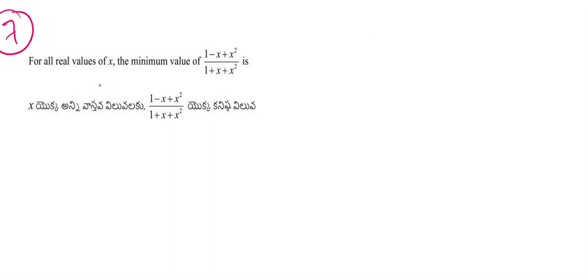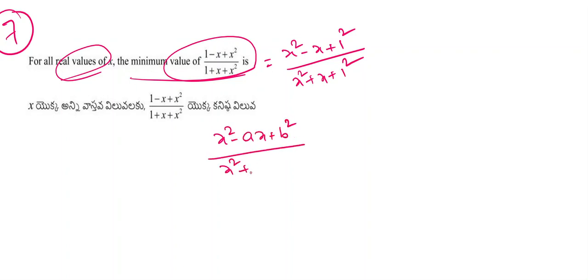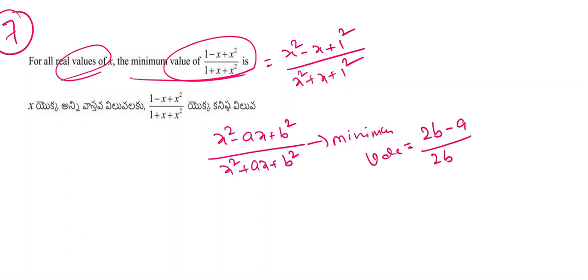This is the seventh question. For all real values of x, find the minimum value of (1 minus x plus x square) by (1 plus x square). This is written as x square minus x plus 1, where 1 is written as 1 square, by x square plus x plus 1 square. So find the minimum value for this. This is in the form of (x square minus ax plus b square) by (x square plus ax plus b square). So the minimum value is equal to (2b minus a) by (2b plus a).